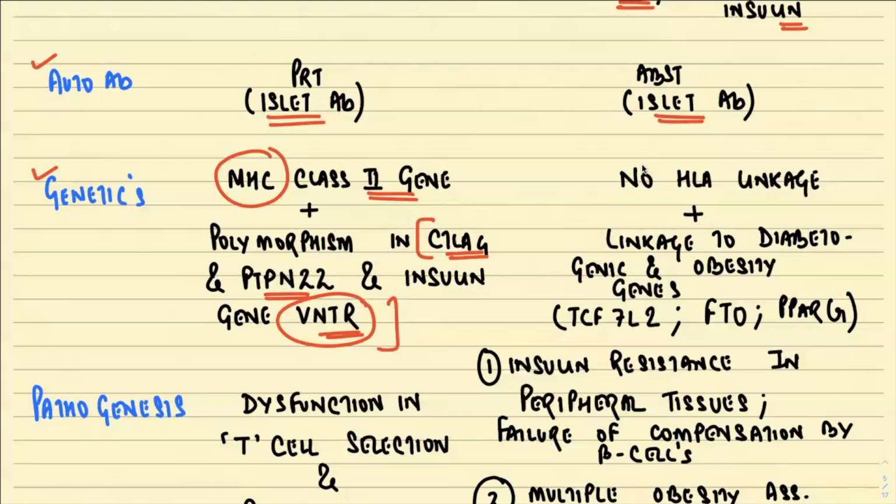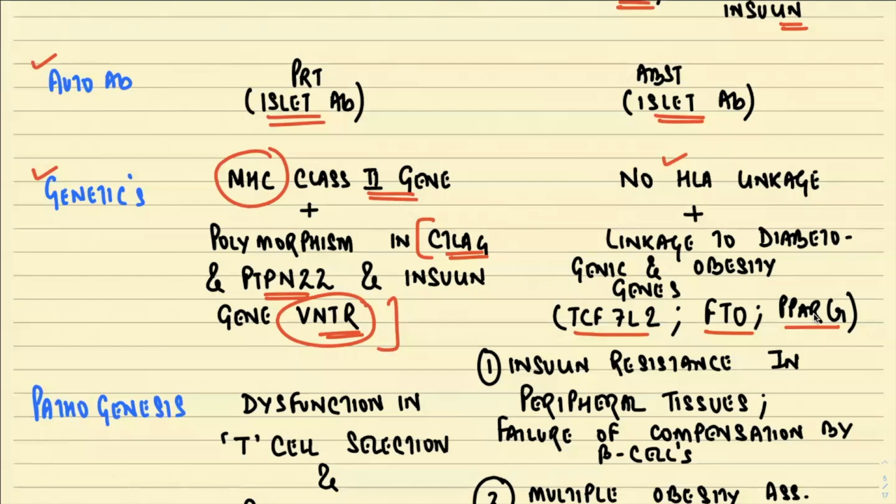Now, unlike type 1 diabetes mellitus, in type 2 there is no linkage with the HLA or MHC. In fact, there is a linkage to diabetogenic and obesity associated genes like TCF7L2, FTO, and PPARG genes. So mutations of these genes are more associated. In simple terms, just remember one thing: type 1 diabetes mellitus is associated with development of autoimmunity, and type 2 diabetes mellitus is associated with obesity and fat deposition, central fat deposition and insulin resistance.